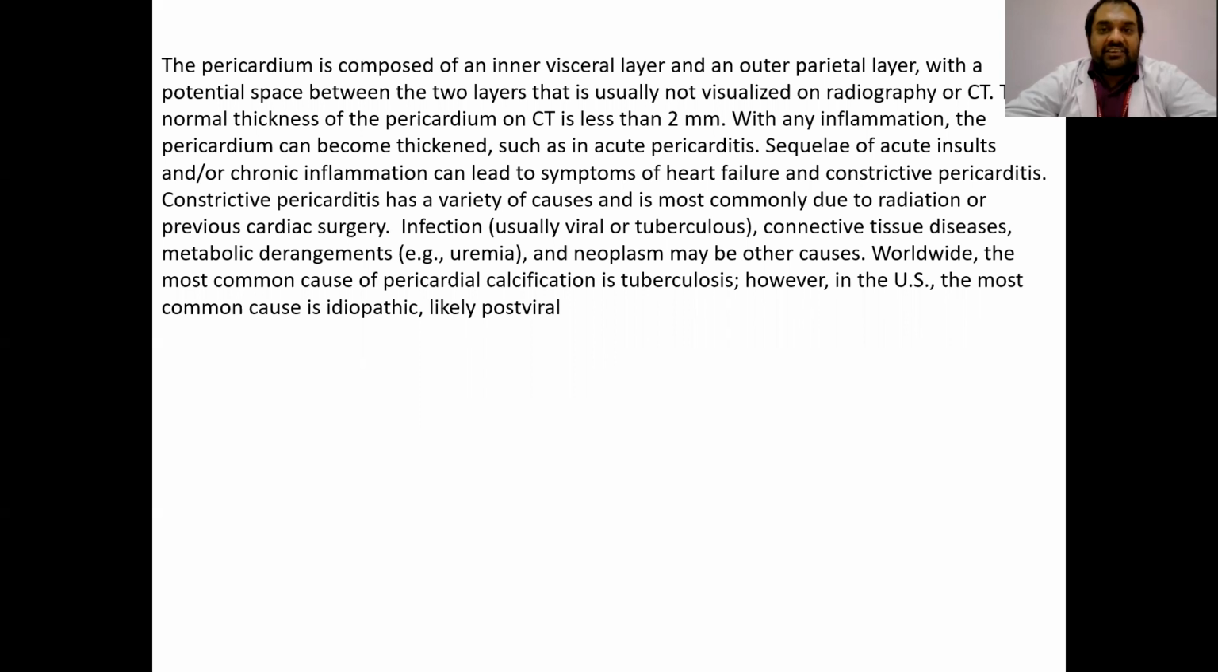Infection, usually viral or tuberculous, connective tissue diseases, metabolic derangements, for example uremia, and neoplasm may be other causes. Worldwide, the most common cause of pericardial calcification is tuberculosis. However, in the United States, the most common cause is idiopathic, likely post-viral causes.